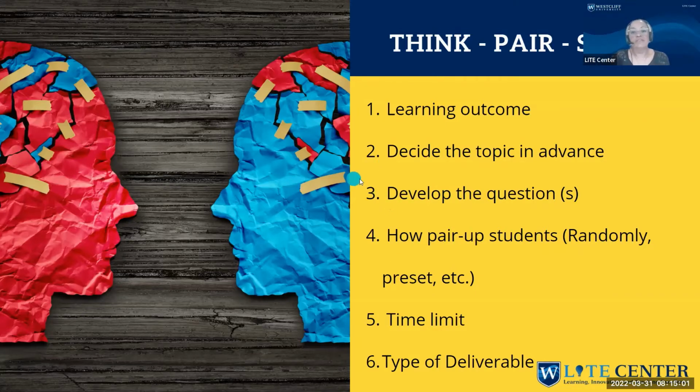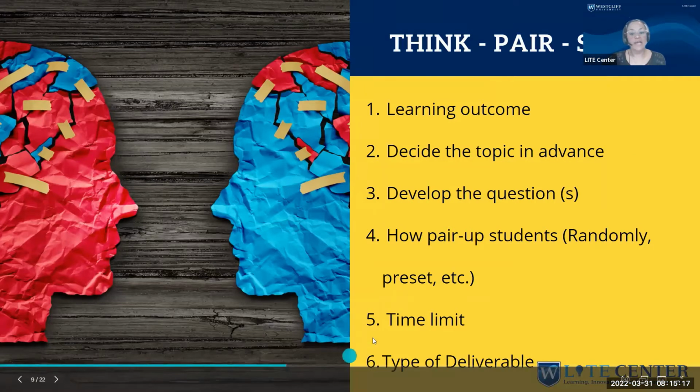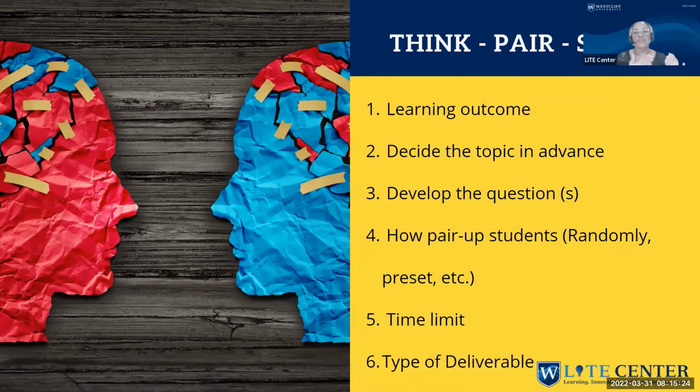You have to decide on the topic, and develop the questions that you want students to answer. Think about how you want to pair up your students. You want to pair up students according to certain characteristics, so you have to really preset that. You need to give a time limit and, of course, a type of deliverable. What is it that I want my students to complete when I finish think, pair, and share?